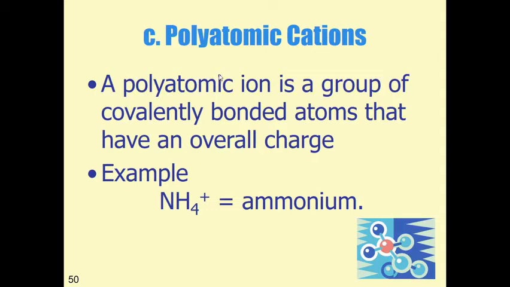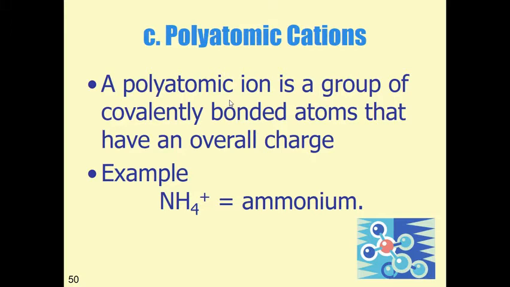Okay, your polyatomics. We can have polyatomics that are cations and polyatomics that are anions. There is only one polyatomic that is a cation, but before we talk about that, let's talk about what a polyatomic ion is. It's a group of mostly covalently bonded atoms that have an overall charge. In other words, a bunch of nonmetals that are held together covalently, but overall they picked up an electron or got rid of an electron somewhere in order to achieve octets in their bonds.